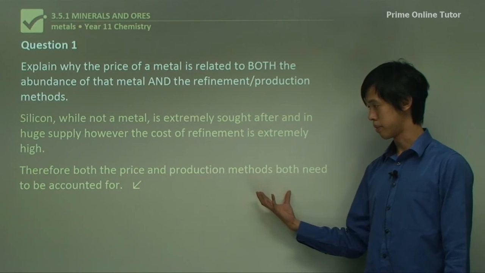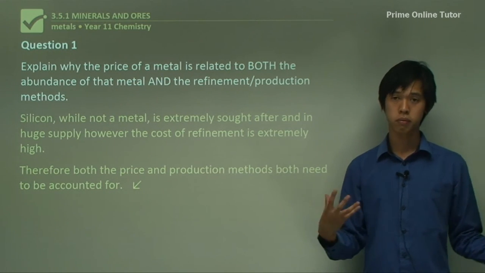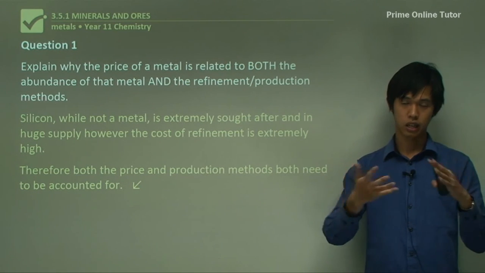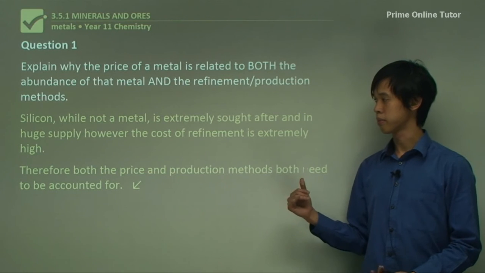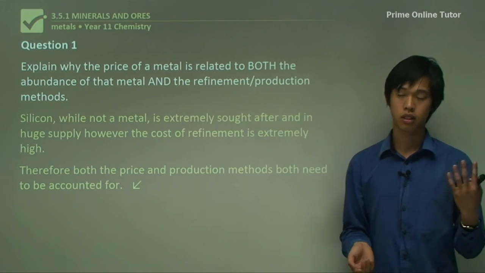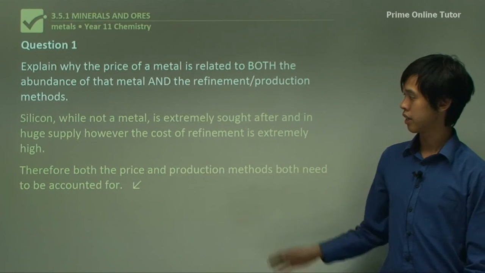So both the price and production methods need to be accounted for. Silicon is still extremely expensive to buy in ingot form. To buy a lump of pure silicon still costs a lot. That's because the cost of production is so high, even though the abundance is equally high.